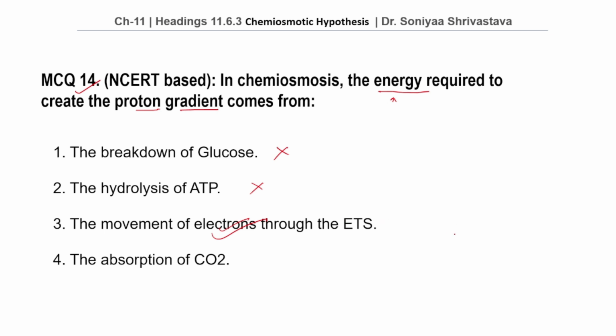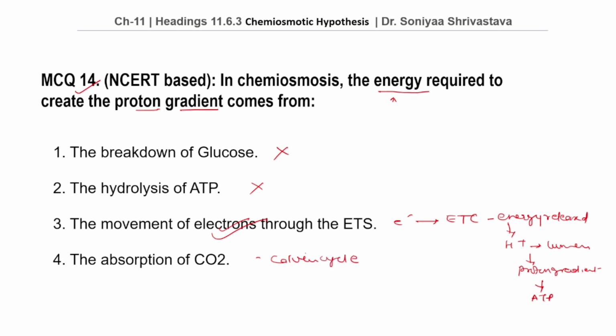As electrons flow through the electron transport chain, energy is released, and this energy powers the pumping of hydrogen ions into the lumen, creating a proton gradient to synthesize ATP. Option 4, the absorption of CO2. CO2 is used later in the Calvin cycle for sugar synthesis. It does not provide energy for proton pumping. Therefore, this option is wrong.